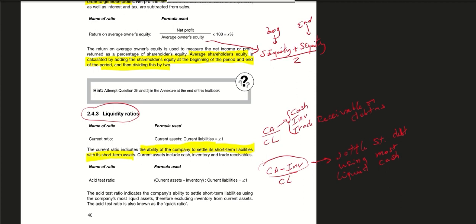So in any case, for the current ratio, the best thing is that we want it to be 1:1, or above 1:1, meaning that our current asset can settle our current liability. Another one, the acid test ratio, is also known as the quick ratio, very quick. We want to find out.